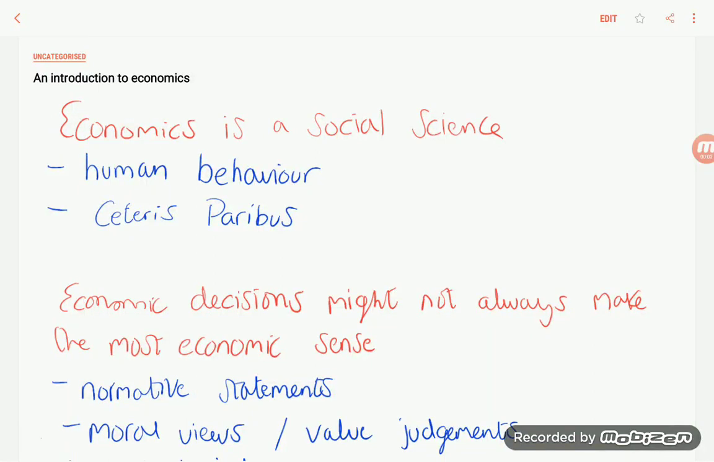Economics is a social science. Economics is considered to be a social science because it looks at the behaviour of humans either as individuals or as part of organisations such as firms and governments, and their use of scarce resources.